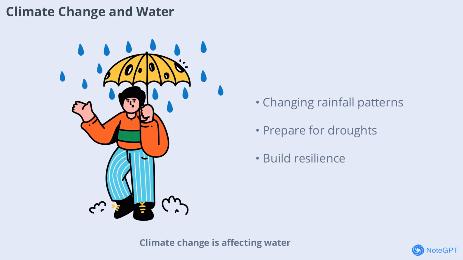Climate change is affecting water availability through altered rainfall patterns, droughts, and floods. Adapting to these changes requires better water management, conservation, and disaster preparedness. Building resilient infrastructure and promoting sustainable practices are key to coping with the impacts of climate change on water resources.